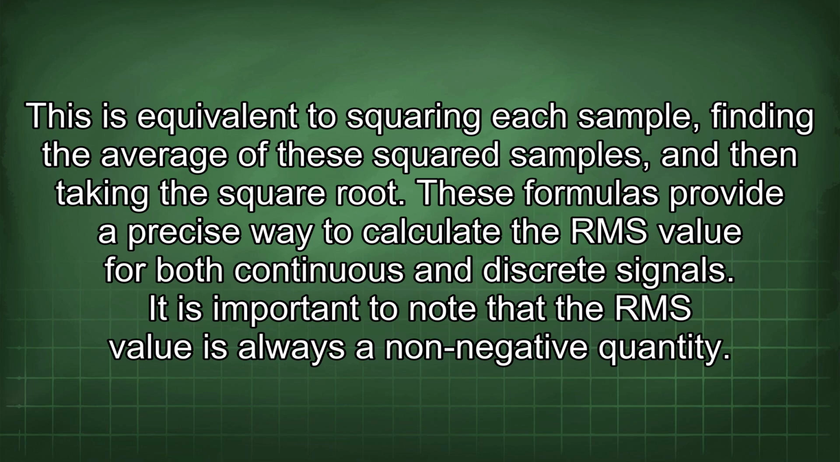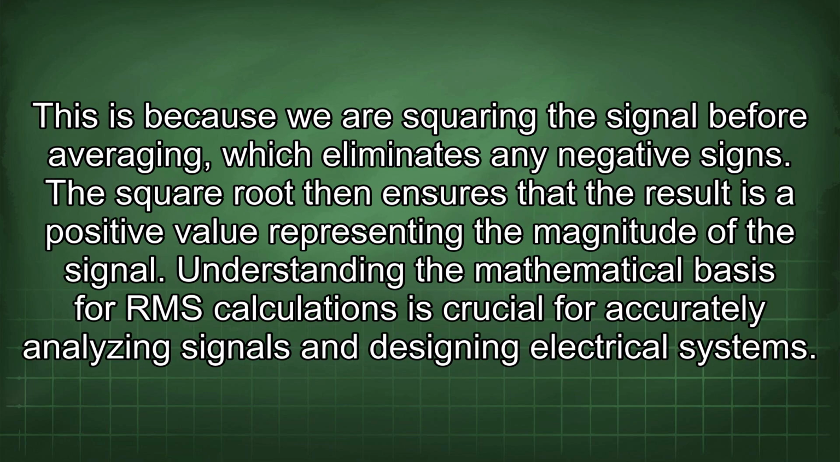It is important to note that the RMS value is always a non-negative quantity. This is because we are squaring the signal before averaging, which eliminates any negative signs. The square root then ensures that the result is a positive value representing the magnitude of the signal. Understanding the mathematical basis for RMS calculations is crucial for accurately analyzing signals and designing electrical systems.